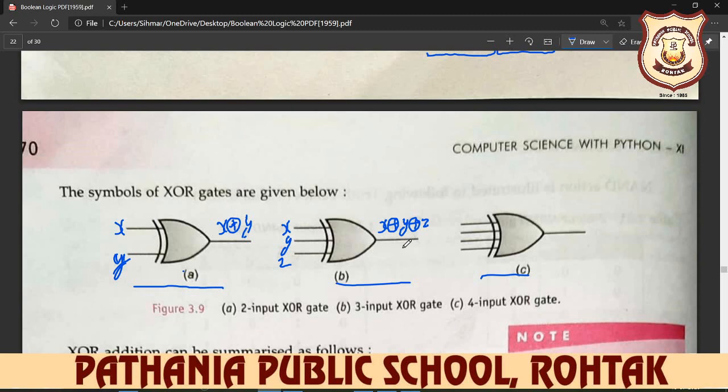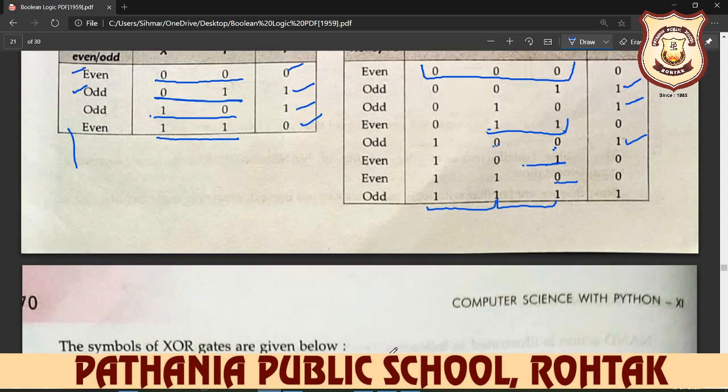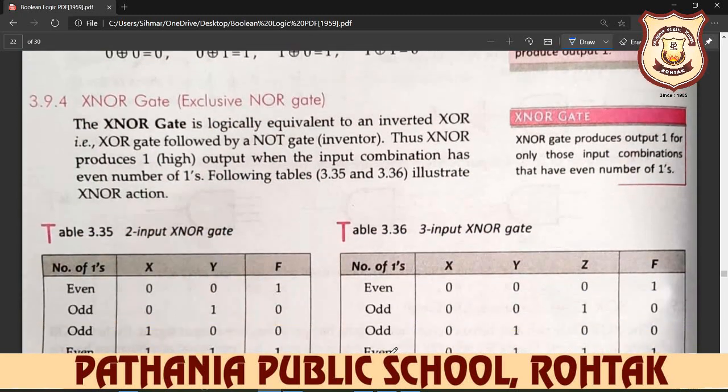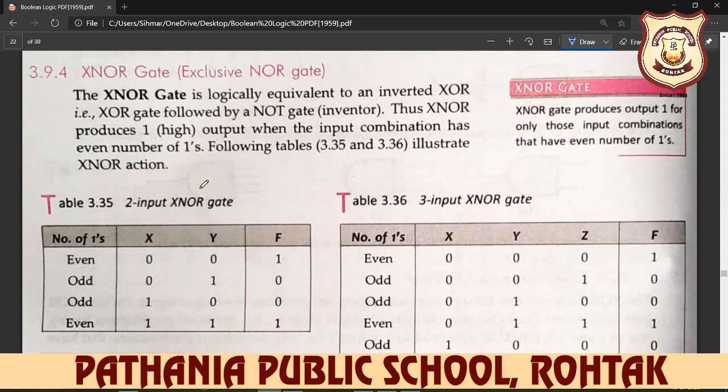Only one change is there. Just write down in this way like here. Just add a NOT gate. So XNOR gate is the combination of your NOT and XOR gate. So XNOR gate is logically equivalent to an inverted XOR. Complement of XOR. Equivalent to an inverted XOR. XOR gate followed by a NOT gate inverter.